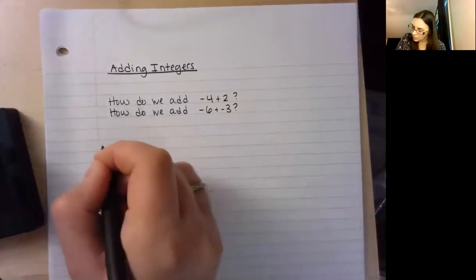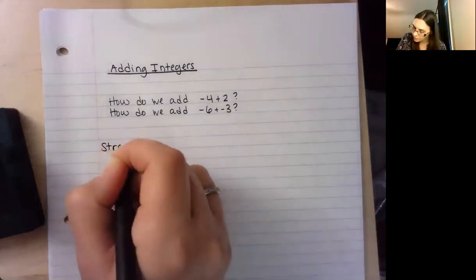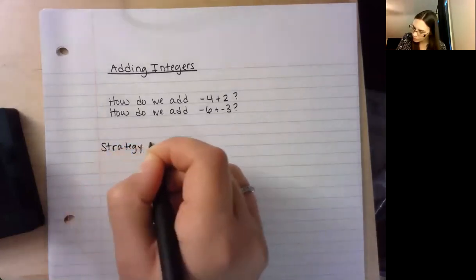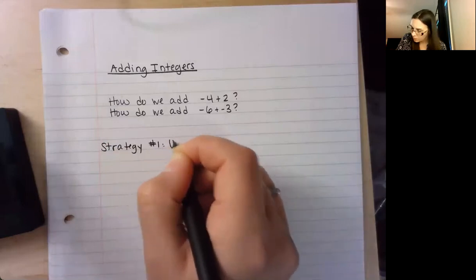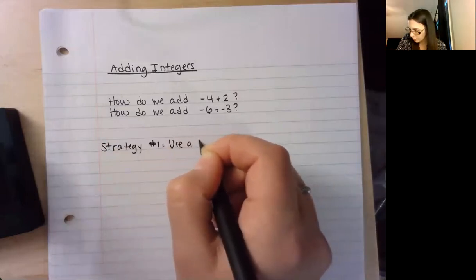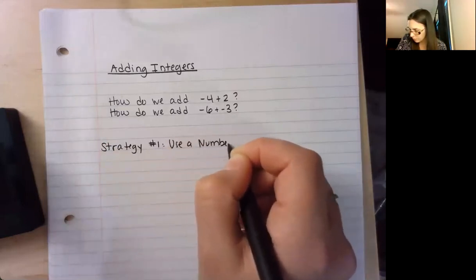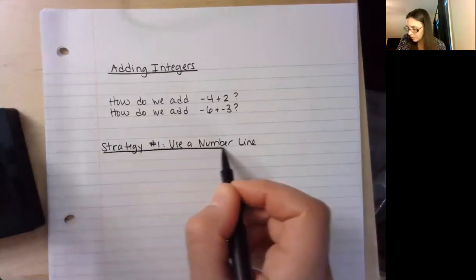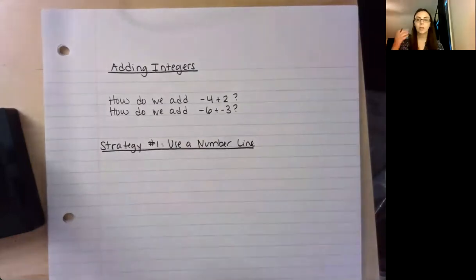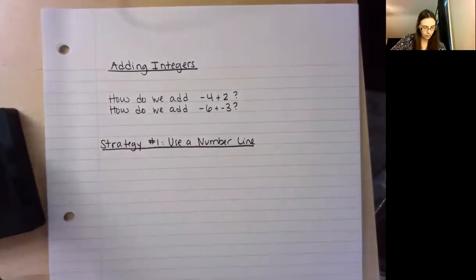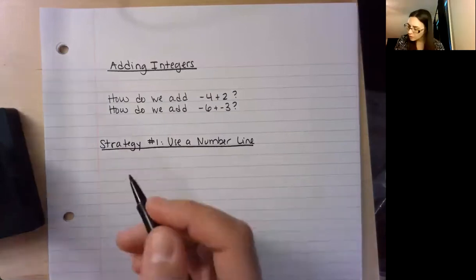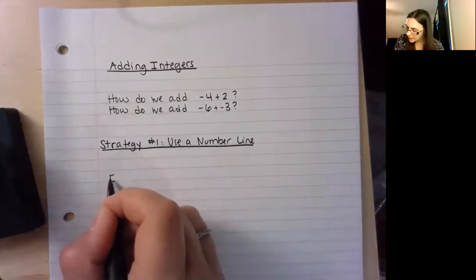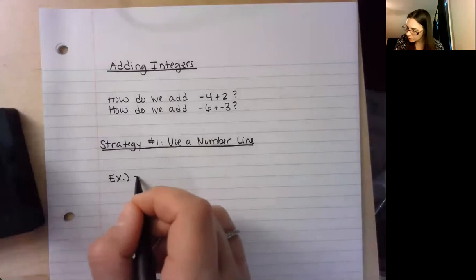So strategy number one. So strategy number one is going to be to use a number line. So we can do the following. So let's do an example. I think it's easiest to see these with examples. So let's do the two above.